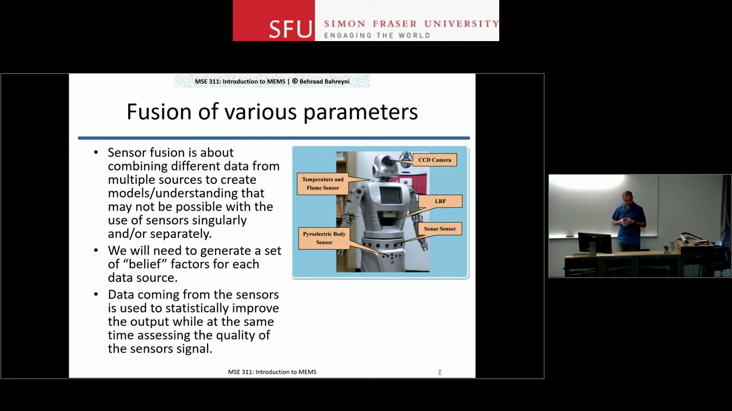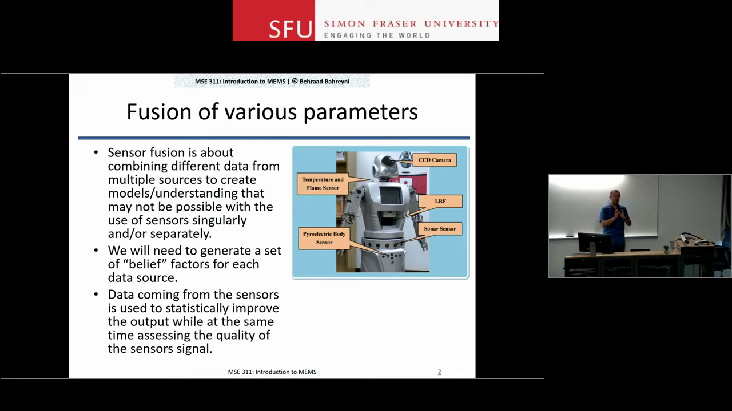And what we are going to do now, in our true sensor fusion topic, is assign some belief factors to the outputs of these sensors. So you say, you know what, if my laser rangefinder tells me that the distance to that object is 2 meters plus and minus 1 centimeter, and my acoustic sensor says it's 1.8 meters plus and minus 5 centimeters, I trust that laser rangefinder a bit more.